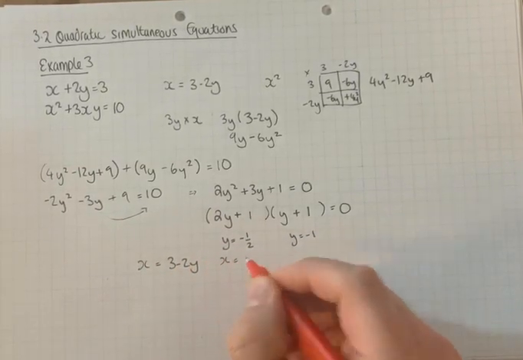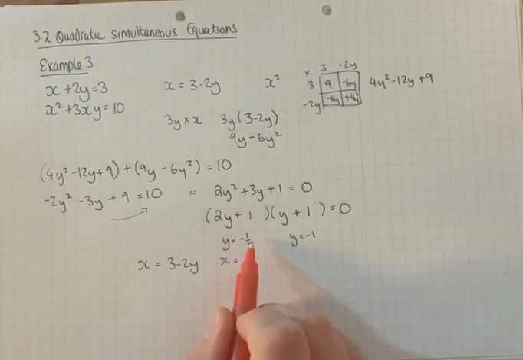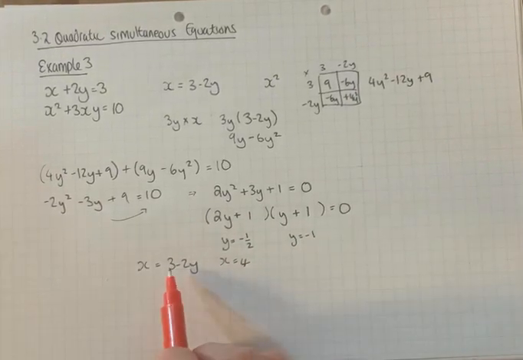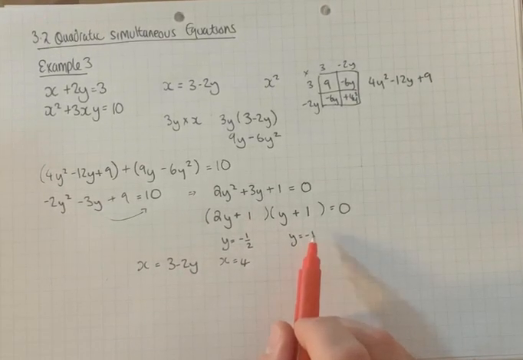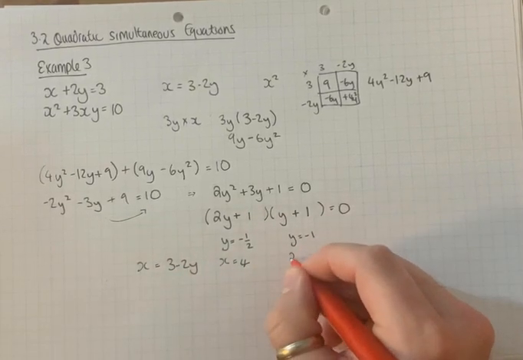So x is going to be 3 minus 2 lots of this. So minus 2 times minus a half is 1. So 3 plus 1 is 4. And then I've got 3 minus 2 lots of minus 1. Minus 2 times minus 1 is plus 2. 3 plus 2 is 5.